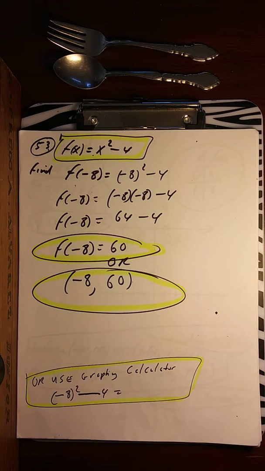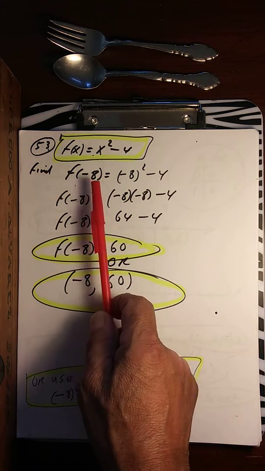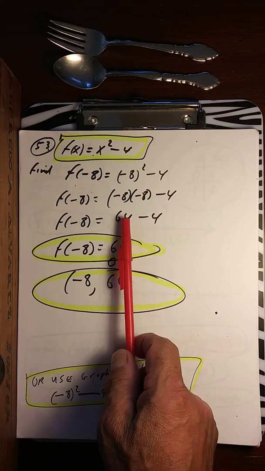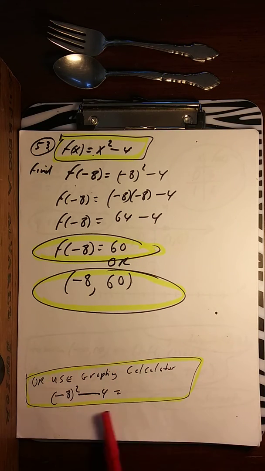F of x equals x squared minus 4. So, put negative 8 in there. F of negative 8 is what's going to be. Negative 8 squared is 64. 64 minus 4 is 60. Or negative 8, comma 60. Or you can put it in the graphing calculator also. That'll work also.